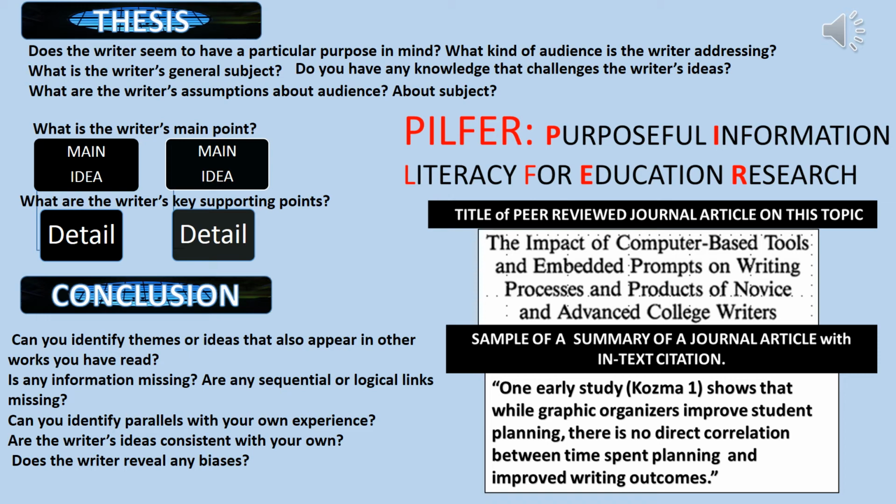An in-text citation is when you're actually telling me what article you read and where you found the fact that you're citing. You're citing the study, One Early Study. Now there's where you put the author's name and the page number. Actually, this was right on page 1 of that article. And in your own words, cite that One Early Study shows that while graphic organizers improve student planning, etc.